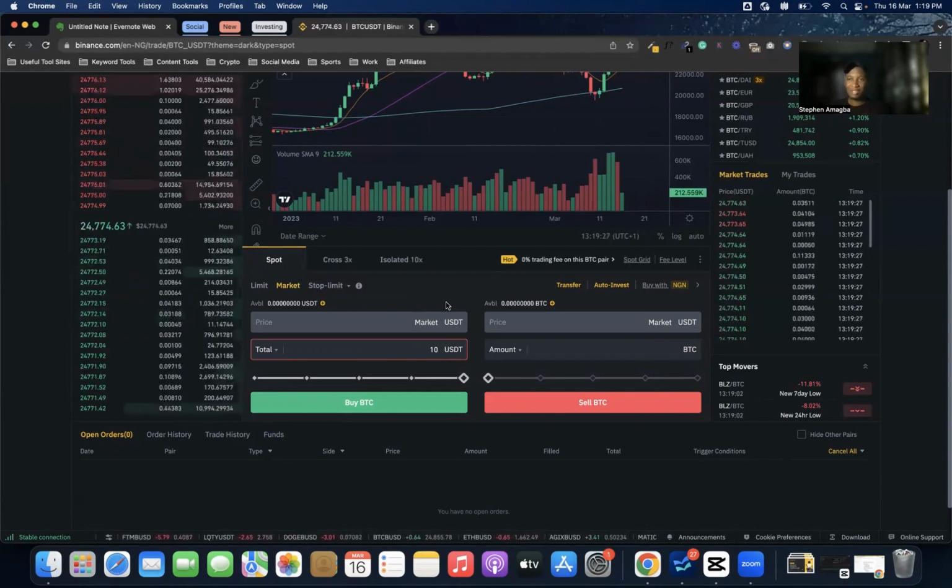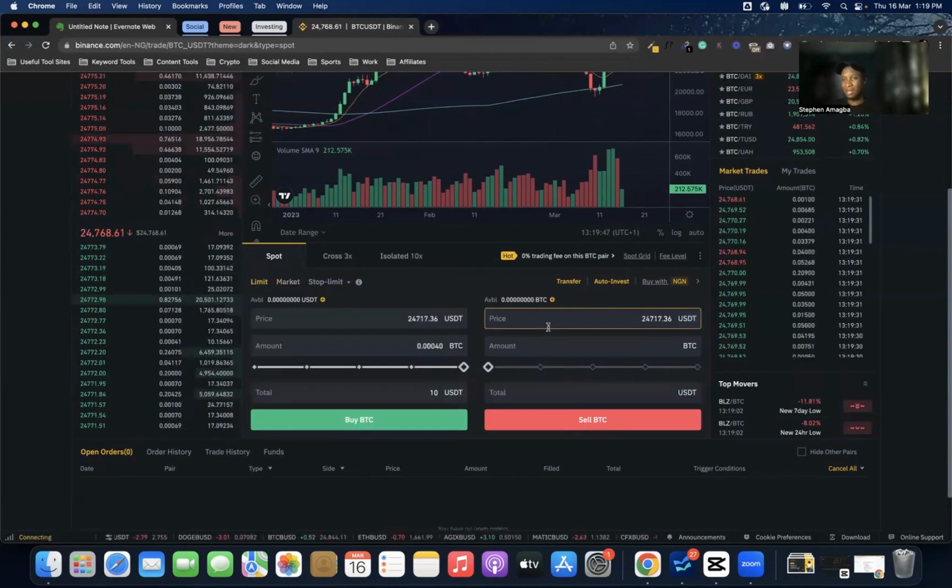But if you're actually determined on what you want, you can set limit orders and let price come to you. Not financial advice. This is just me explaining how these things work. All right, so the sell is the opposite of what I just said. It's almost the same thing in terms of placing the order, but the principle is, like I said, based on buying low and selling high.